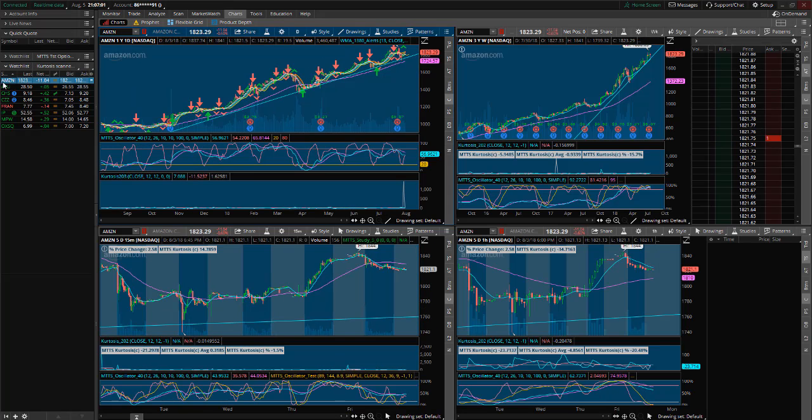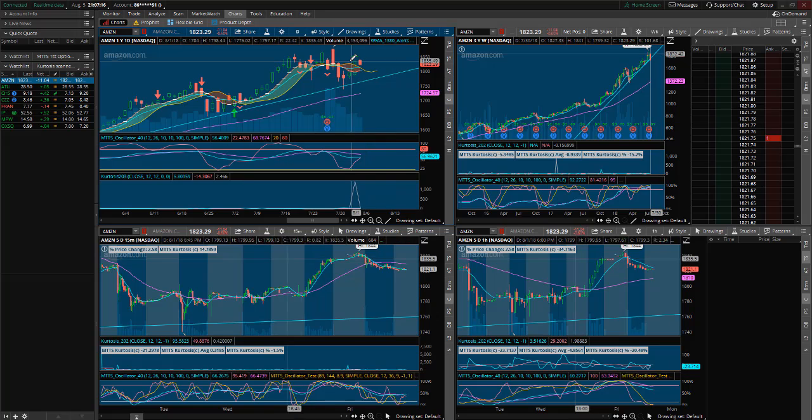Amazon. I want to talk about this one because we have a kurtosis spike right here. It completed on Friday. The MTTS oscillator is going up. It's on a nice trend upwards. We had a buy signal on Thursday. We had its pullback, and the MTTS oscillator on 15 and 60 minutes look great.